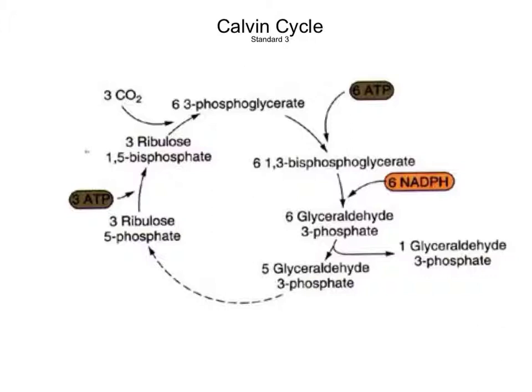For every 3 molecules of CO2 that enter the cycle, the net output is 1 molecule of glyceraldehyde 3-phosphate, G3P. For each G3P synthesized, the cycle spends 9 molecules of ATP and 6 molecules of NADPH. The light reactions sustain the Calvin cycle by regenerating the ATP and NADPH2.